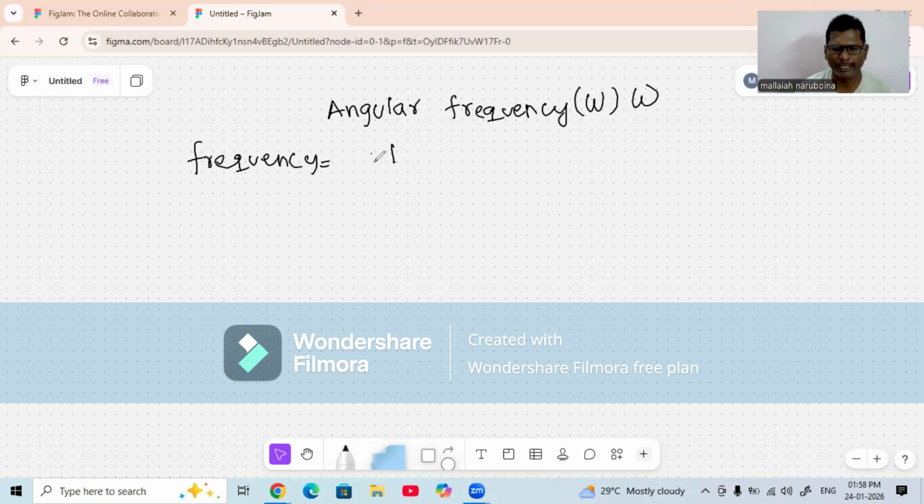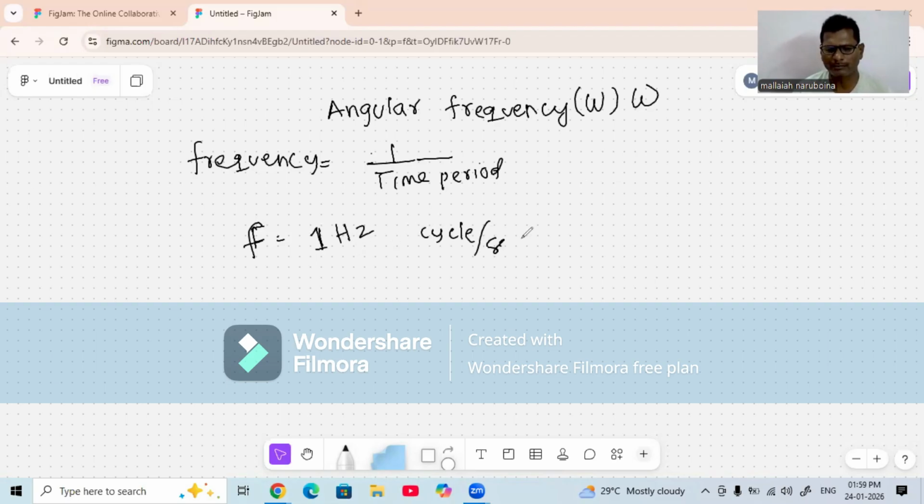Frequency is 1 by time period. Number of cycles made in 1 second, right? How many cycles are made in 1 second? That is frequency. If I say the frequency of a wave is 1 Hz, 1 Hz means frequency 1, meaning 1 cycle per second. In 1 second, 1 cycle is produced, 1 wave is produced, or 1 oscillation is made. That is the meaning of frequency.